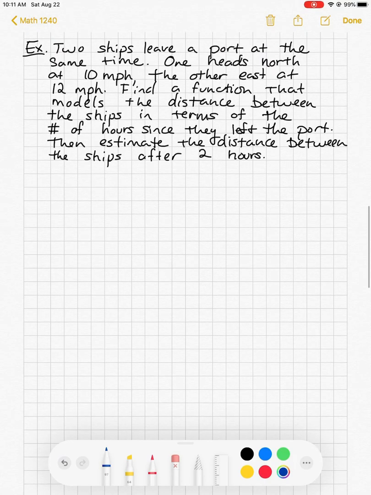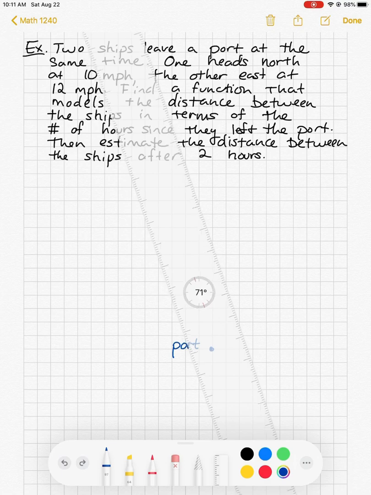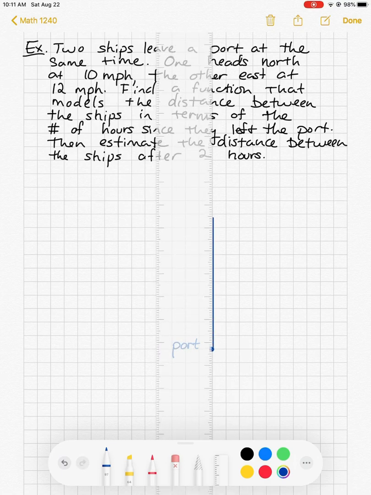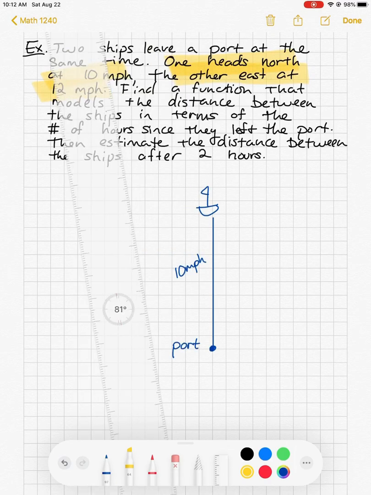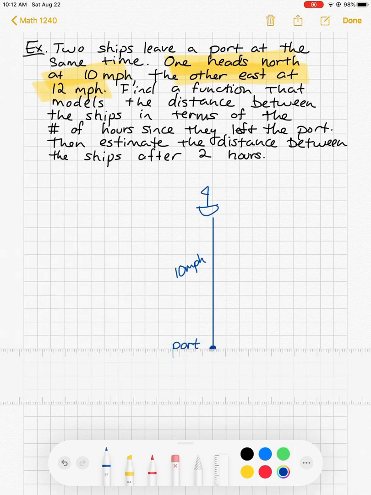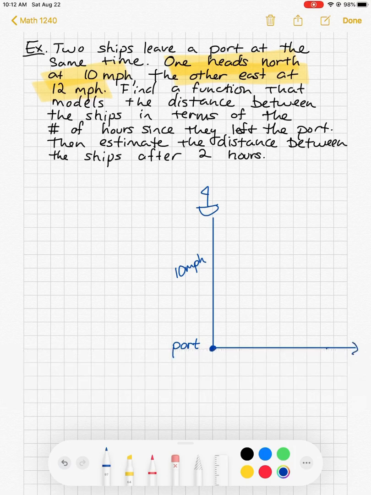Two ships leave a port at the same time. One heads north at 10 miles per hour. Okay, let's see, that's that boat. The other heads east at 12 miles per hour. So it's not to scale. I'm just drawing something in here to represent the information that's presented here.